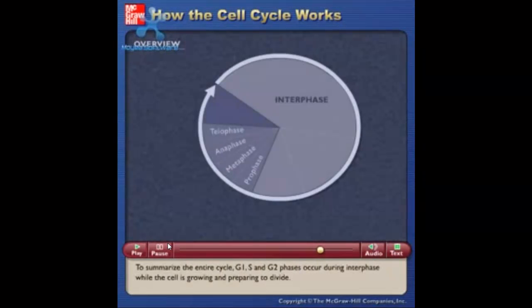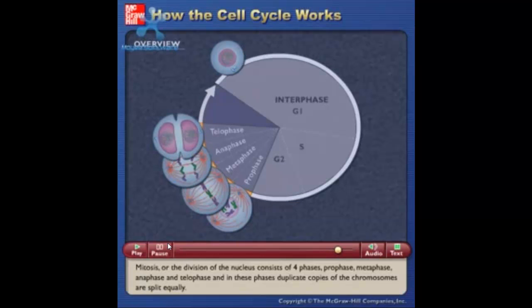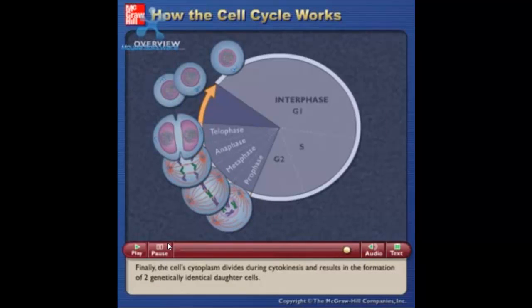To summarize the entire cycle, G1, S, and G2 phases occur during interphase while the cell is growing and preparing to divide. Mitosis, or the division of the nucleus, consists of 4 phases: prophase, metaphase, anaphase, and telophase, and in these phases duplicate copies of the chromosomes are split equally. Finally, the cell's cytoplasm divides during cytokinesis and results in the formation of 2 genetically identical daughter cells.